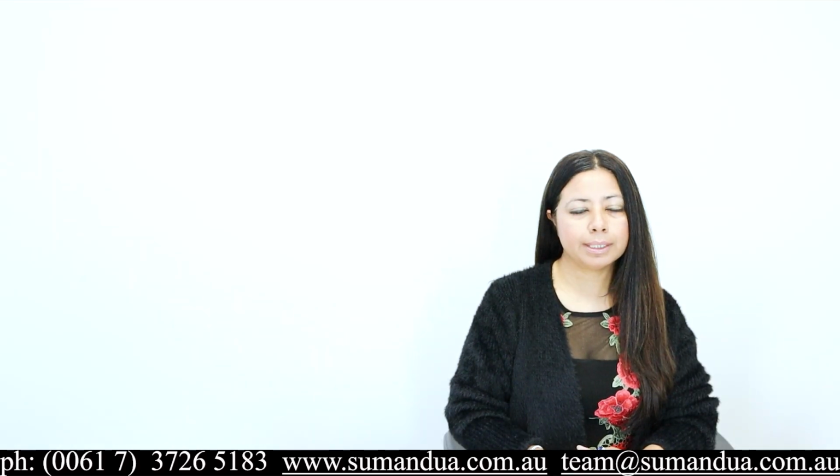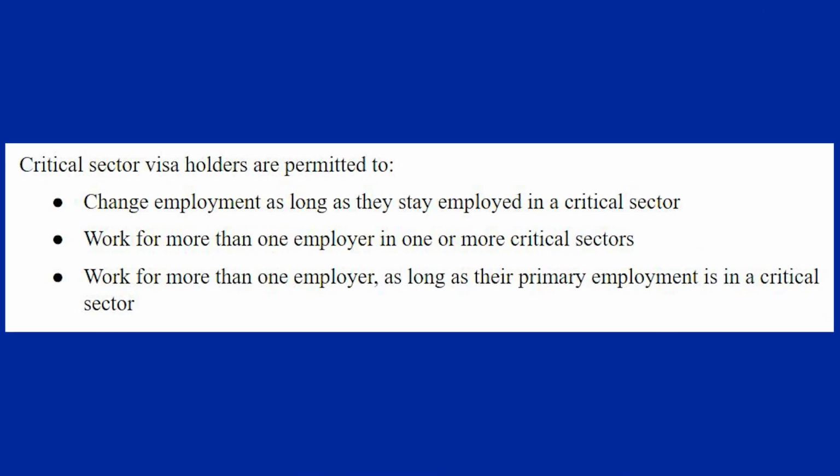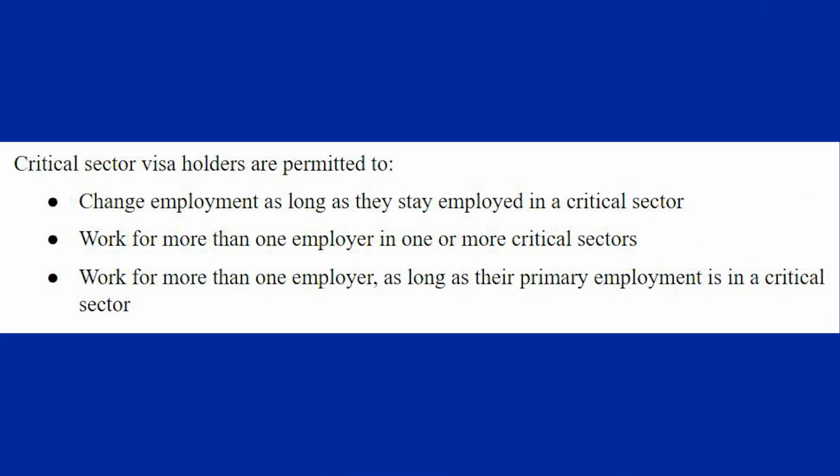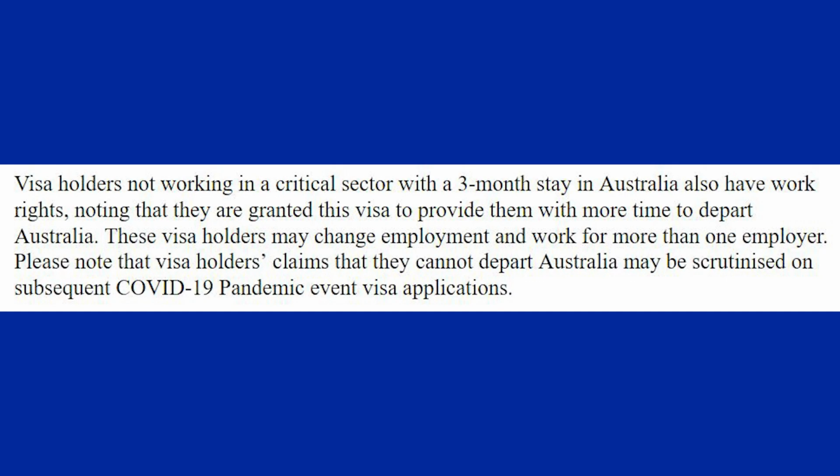The applicants who are working in the critical sector are permitted to change employment as long as they stay employed in a critical sector, work for more than one employer in one or more critical sectors, or work for more than one employer as long as their primary employment is in a critical sector. So the visa holders who are not working in a critical sector with a 3-month stay in Australia also have work rights, noting that they are granted this visa to provide them with more time to depart Australia. These visa holders may change employment and work for more than one employer. Please note that visa holders' claims that they cannot depart Australia may be scrutinized on subsequent COVID-19 pandemic event visa applications.